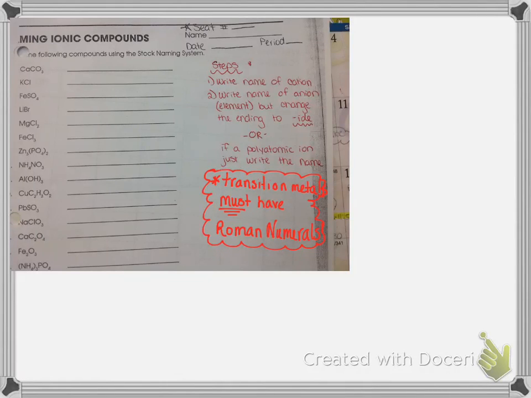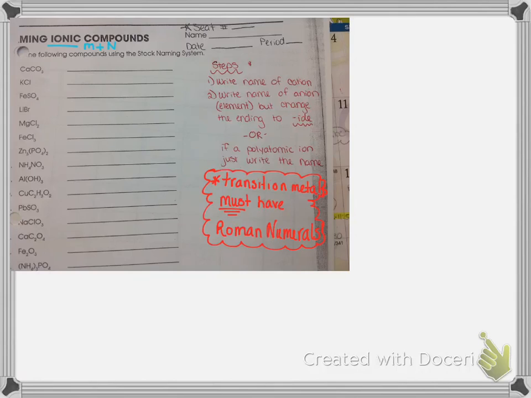For all of the problems on this side of the worksheet, it's important to note that we're doing ionic compounds, which means you're always going to be looking at a compound that has a metal and a nonmetal, or remember, a cation and an anion. And so there are simple steps that you'll use every single time to name all of these compounds.